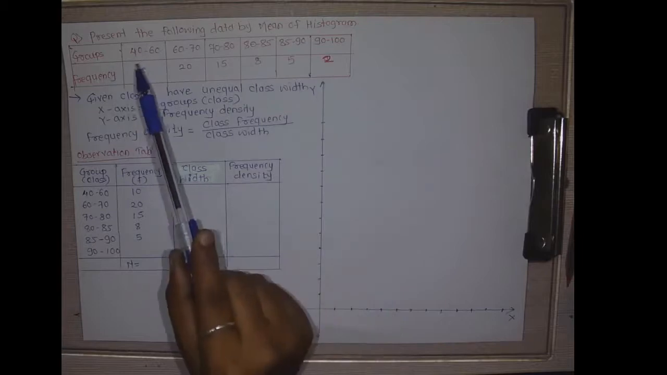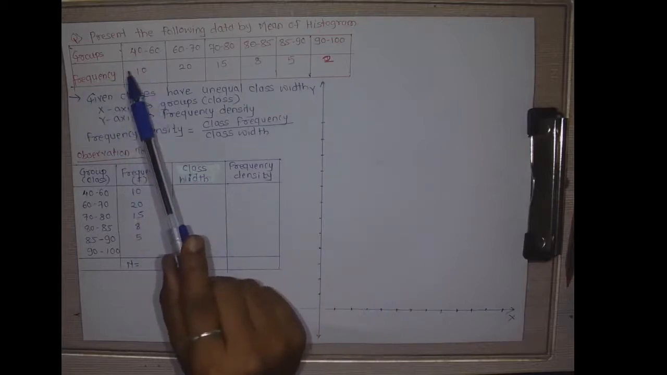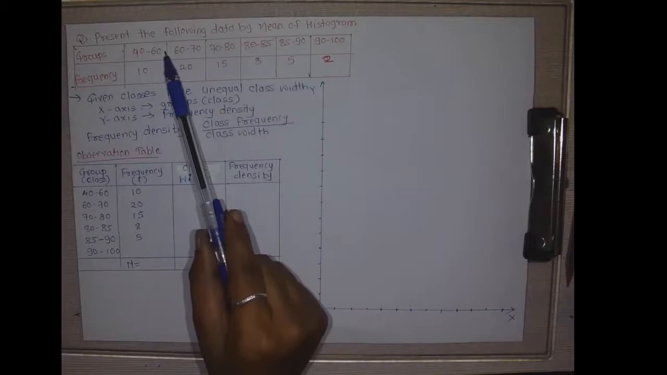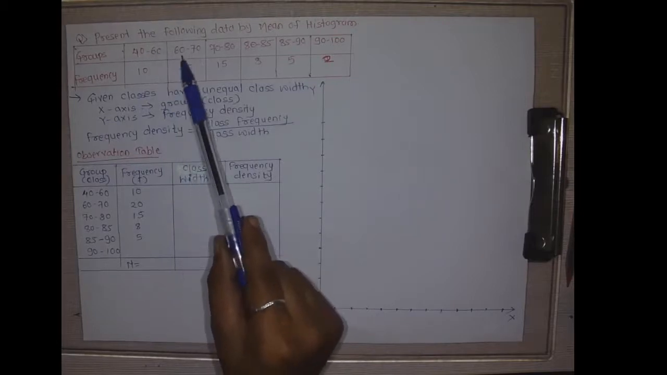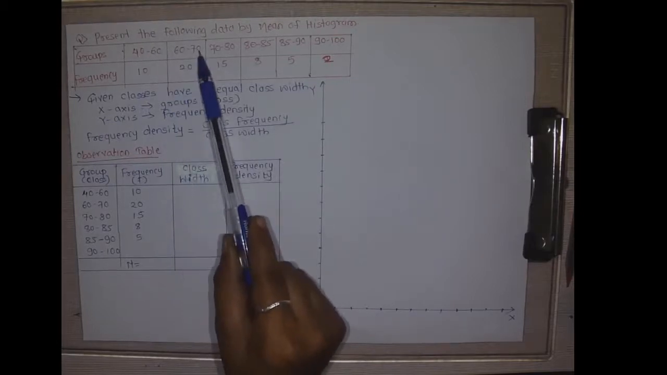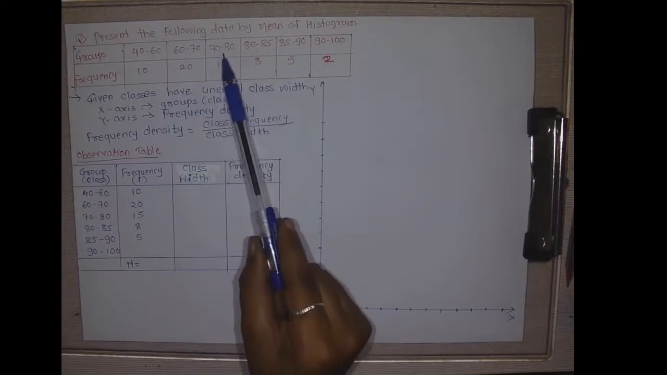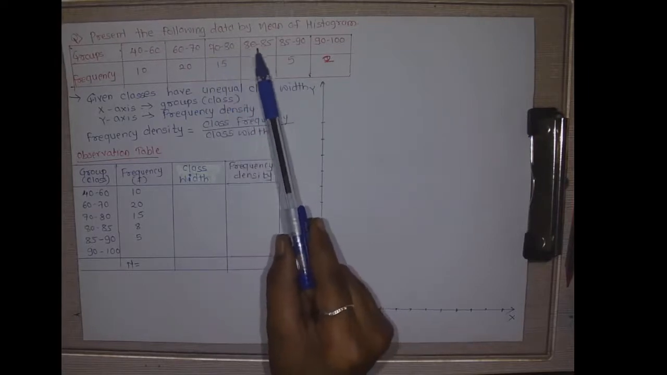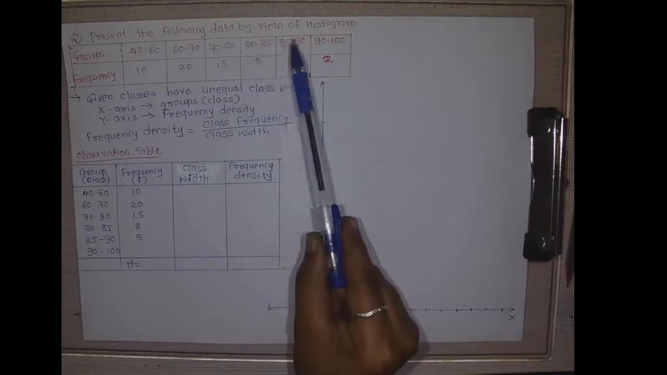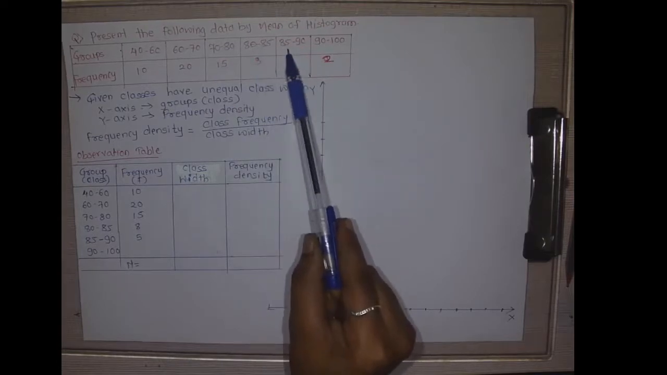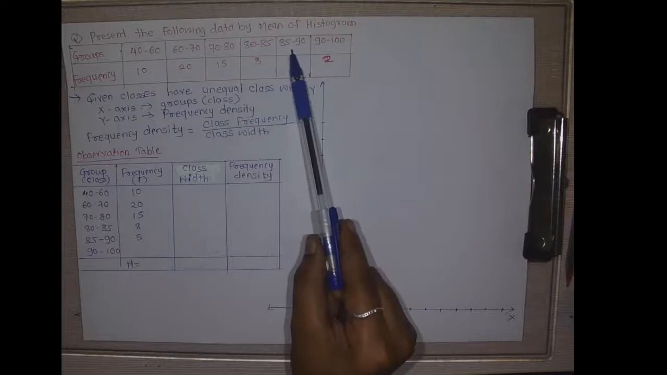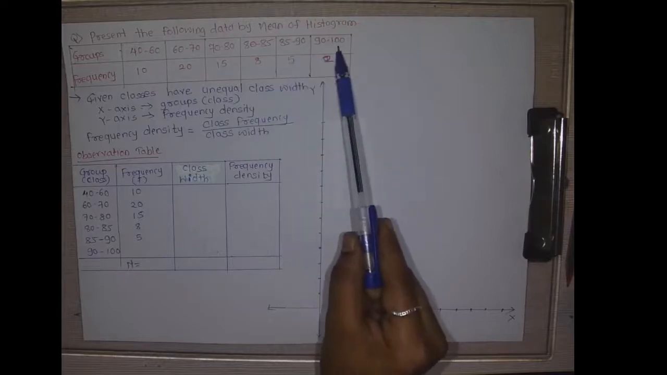The classes have unequal class width. That is, the 40 to 60 class has class width 20, the 60 to 70 class has class width 10, the 70 to 80 class has class width 10, the 80 to 85 class has class width 5, the 85 to 90 class has class width 5, and the 90 to 100 class has class width 10.